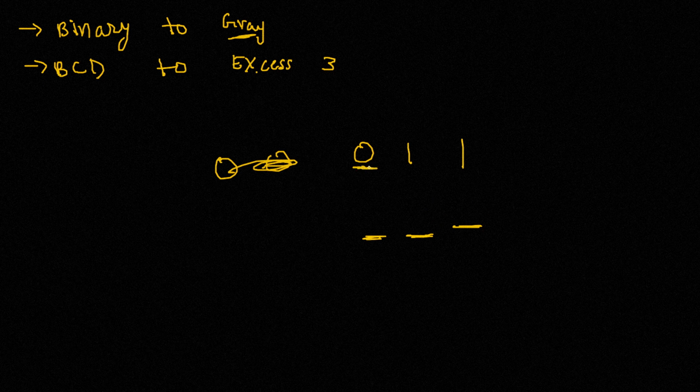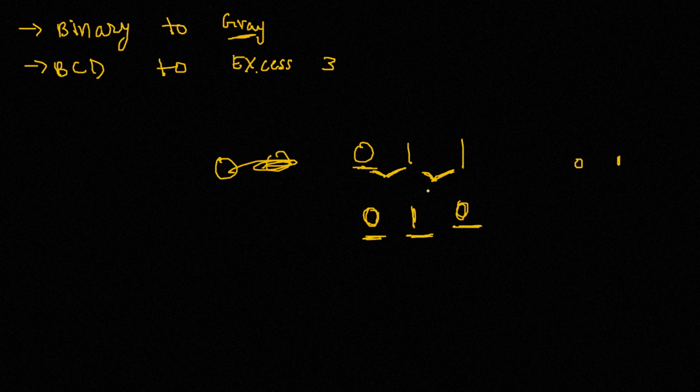The first number is called the most significant digit, and it always remains the same in binary and gray. So we write the 0 as it is. Then we compare the first two digits, which are 0 and 1. If the two digits we're comparing are the same, we write 0. If they are different, we write 1. Since 0 and 1 are different, we write 1 here. Then we compare the next two digits. Since 1 and 1 are the same, our output will be 0.